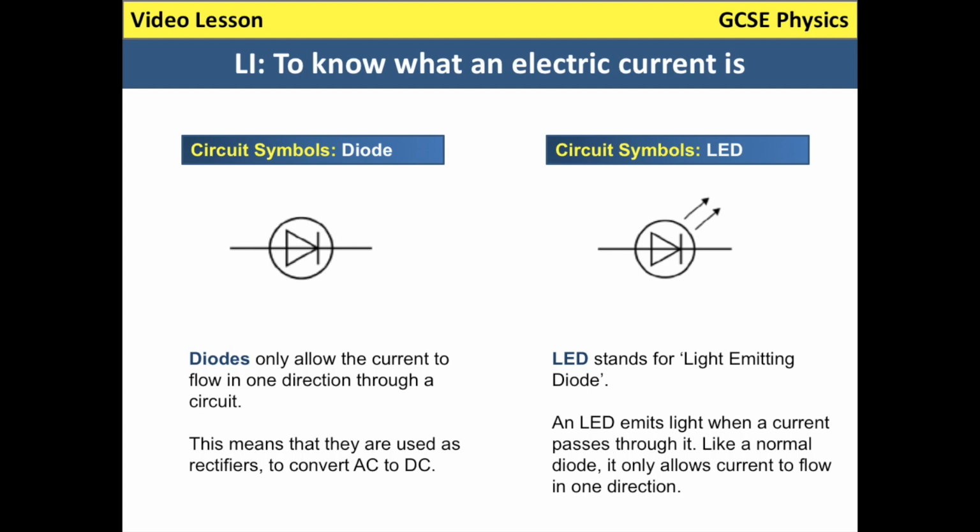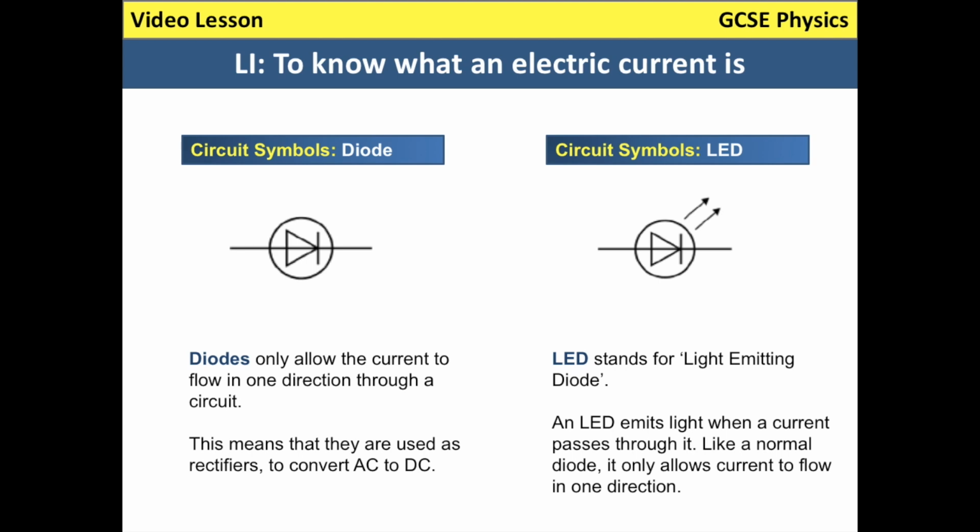Make sure that when you're drawing your circuit symbol for a diode, you don't have that triangle or the line inside it touching the circle. There does need to be that space in between them, and examiners will penalise you if your circle is touching the triangle on the inside. Now, the purpose of a diode is to only allow the current to flow in one direction through a circuit. This means that they can be used as rectifiers to convert an alternating current into a direct current.